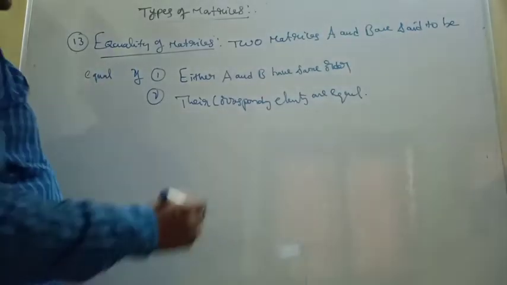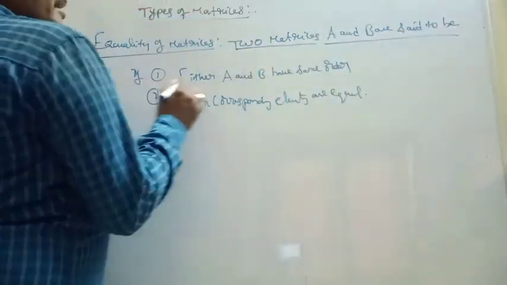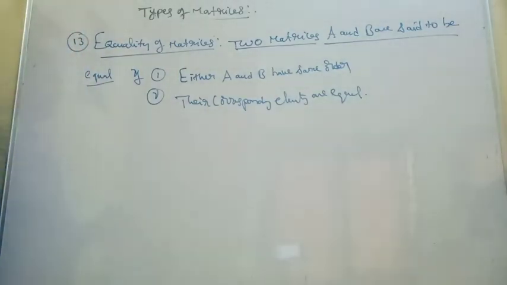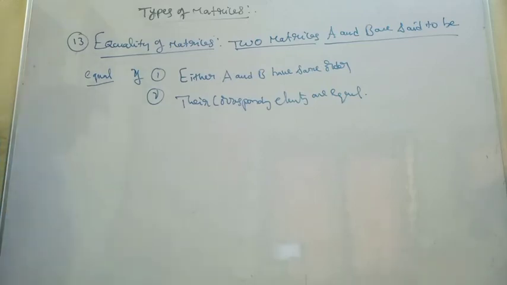See here, two matrices A and B. Two matrices A and B are said to be equal if A and B have the same order, right? Their order is the same and their corresponding elements are equal. Then you will say that those two matrices are equal matrices, right? Two matrices A and B should have the same order. We know what you mean by order of the matrix. That means number of rows by number of columns.